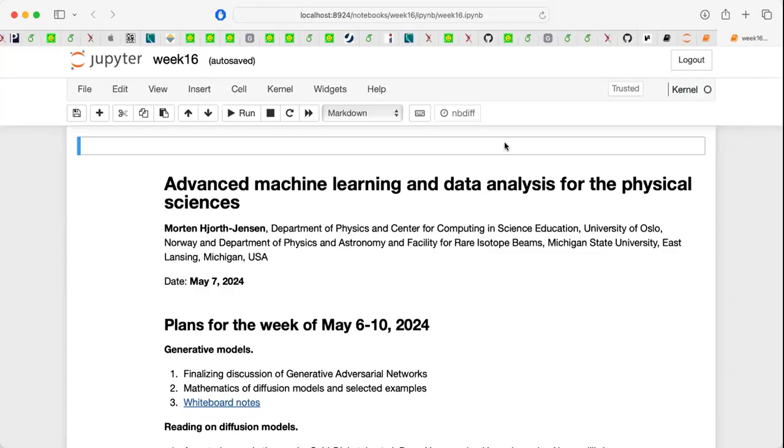Welcome back to the second last session of this semester. The aim this week is to try to finalize the discussion of generative adversarial networks. And that means also that we will have to look back at some of the definitions which we made last week. Thereafter, we are going to take a look at the diffusion models with some selected examples.